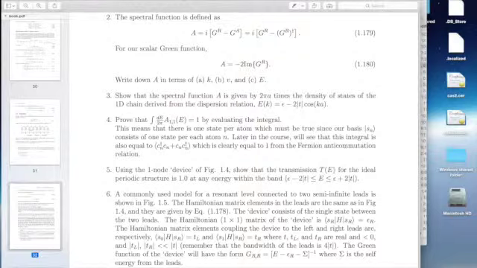And then prove this explicitly. You're going to have an expression for the spectral function in terms of energy, and prove that if you integrate over energy, it's equal to 1. So physically, what does that mean?